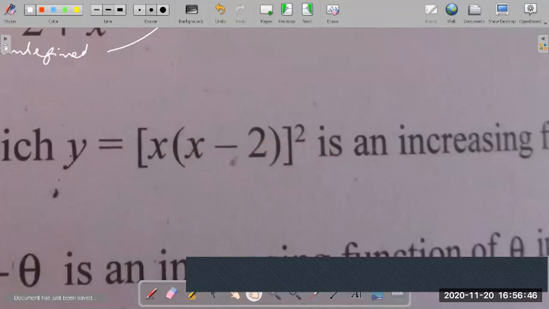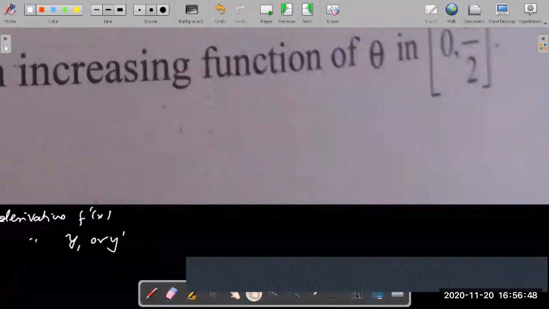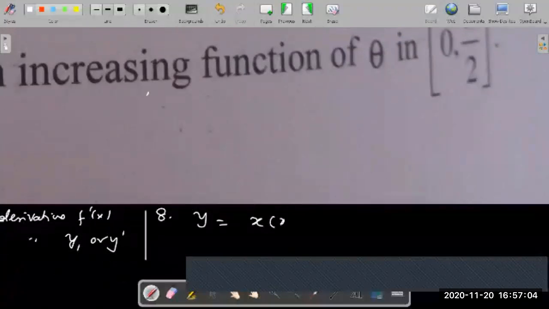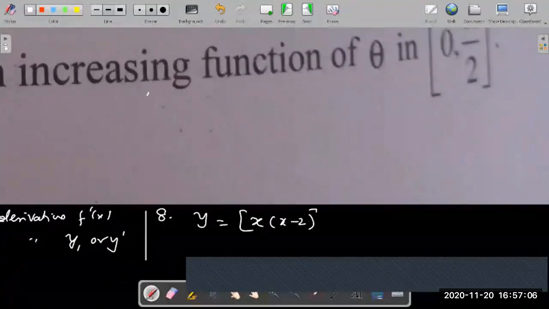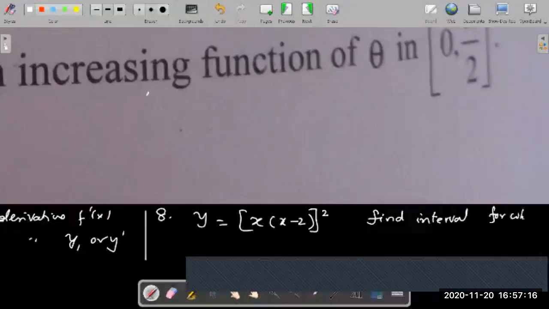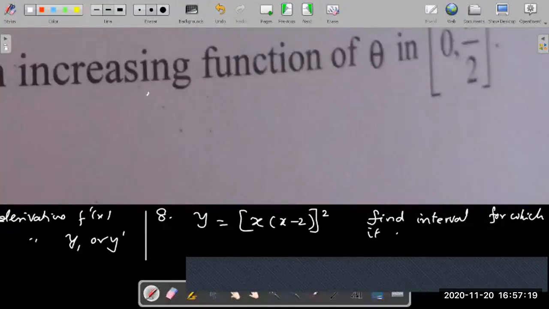So again, I'll take this entire thing, x into x minus 2 whole square, and I'll draw it here. Eighth question. y is equal to x into x minus 2 entire whole square. We need to find the interval for which it is an increasing function.